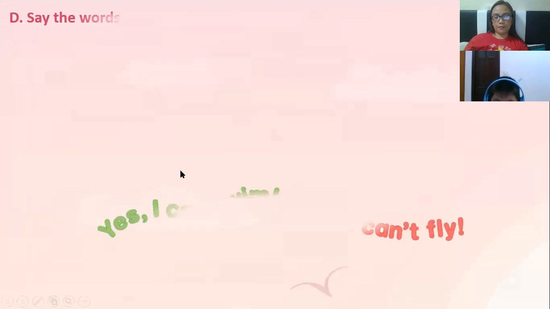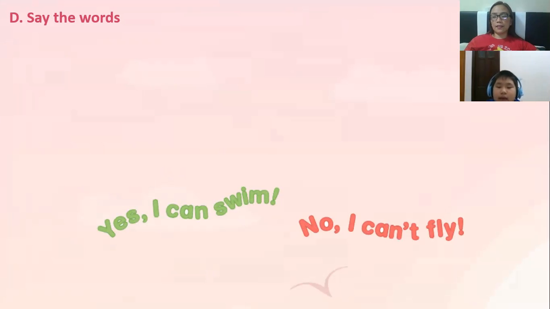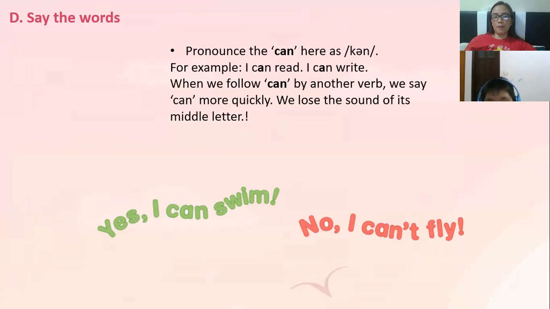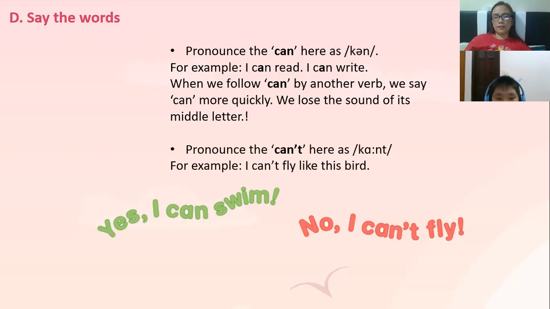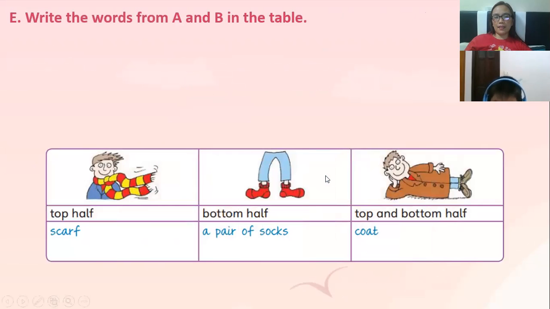Okay. Say the words. Yes, I can swim. No, I can fly. Okay, for example, I can read. Can you read it, baby? I can read. I can write. We say can more quickly. We lose the sound of its middle letter. Can and can't. For example, I can fly like this bird.